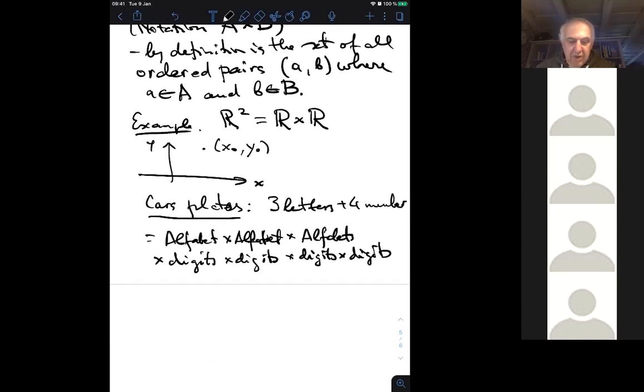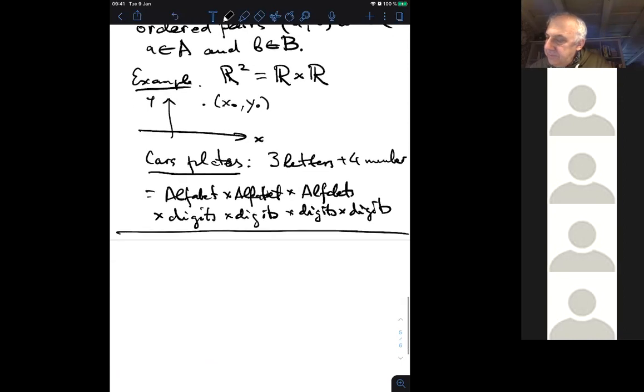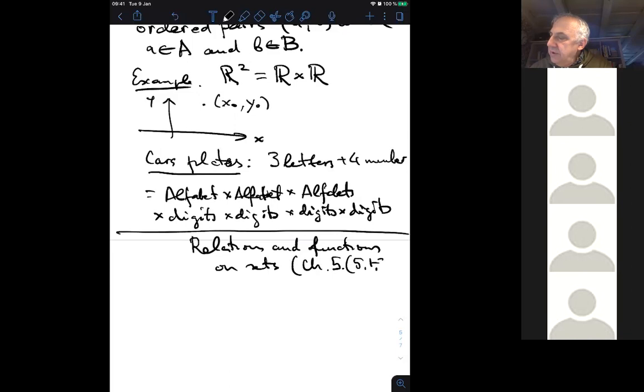Okay, we'll definitely meet more examples of Cartesian products later on, of course. So let me talk a little bit about relations and functions on sets. Now we are moving to chapter 5, sections 5.1, 5.2 in the book.